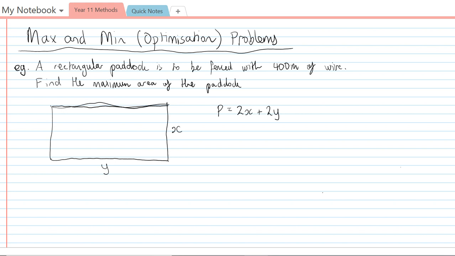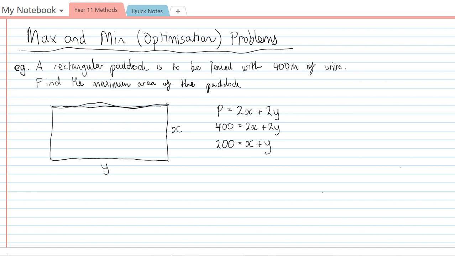And again, I said I know that the perimeter in this case has to be 400 metres because that's all of the wire. So I can say that 400 equals 2x plus 2y. I can simplify this a little bit. I could divide everything by 2 and so get 200 equals x plus y. That's the first equation which I'm going to create here.